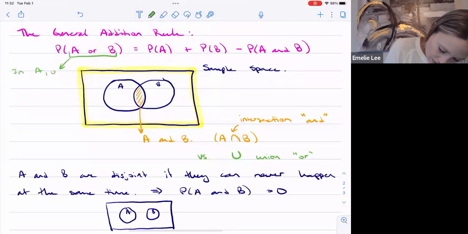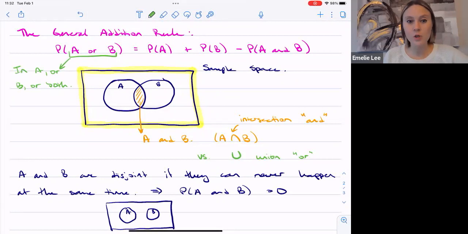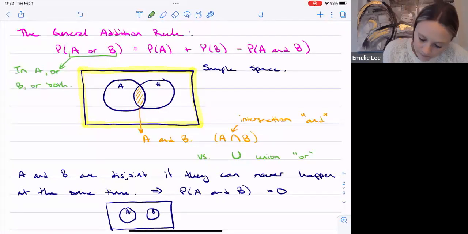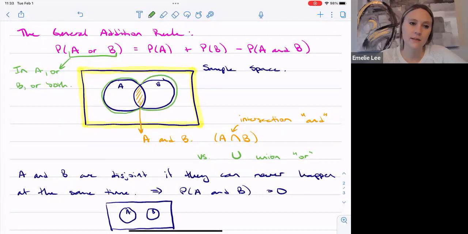In A or B or both. Okay, so visually what that looks like is everything that's in any of these areas here. Okay, so let me see here. If I can kind of trace around. Kind of looped a little high there, but that's the probability of A or B.